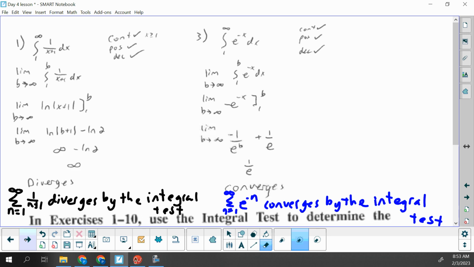So therefore, it converges. Remember, the series does not approach 1 over e. Just because we got 1 over e by our improper integral does not mean that is the series value, but it means the integral converges, so the series will also converge by the integral test.